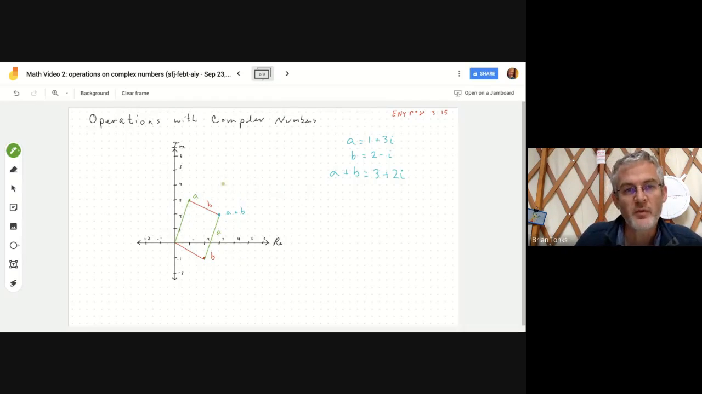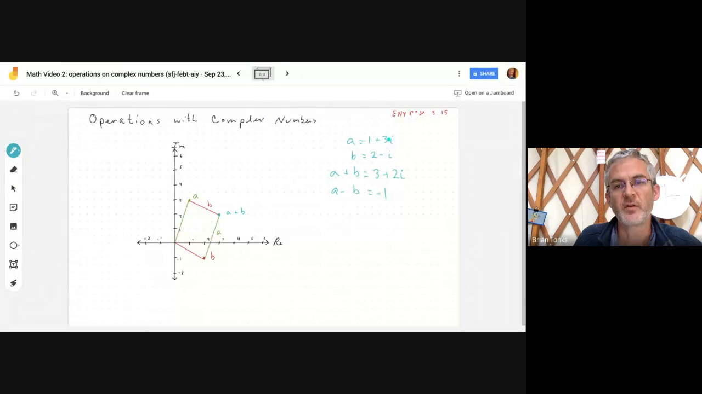We can then also work through subtraction the same way. So a minus b analytically looks like a, the real part, minus b, the real part, which would be 1 minus 2, which would give us -1, and 3i minus -i. So 3 minus -i would be, minus a negative is plus, so we have 3 plus 1, which is 4. We end up with -1 plus 4i.